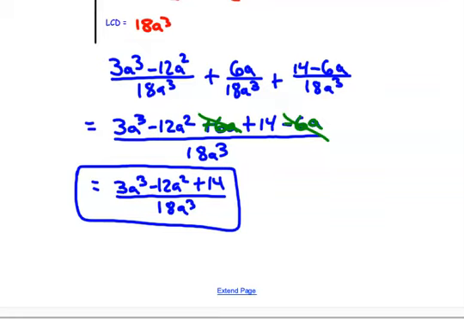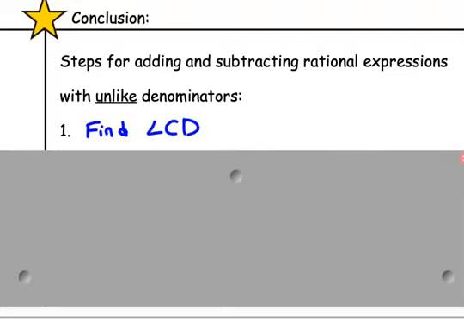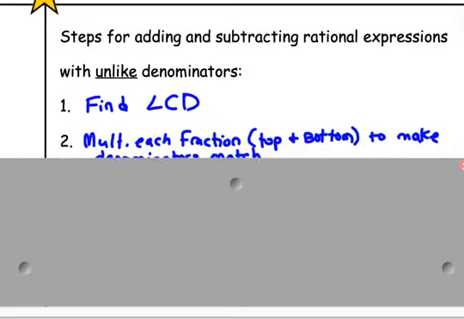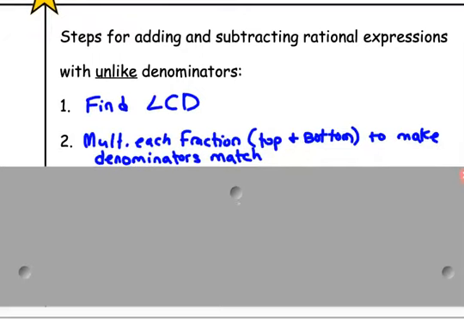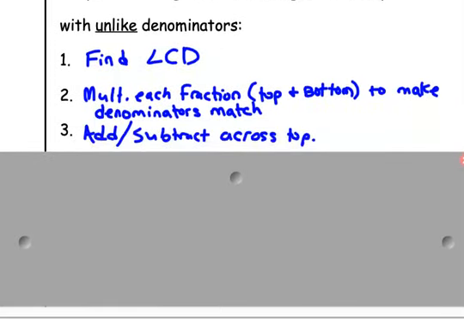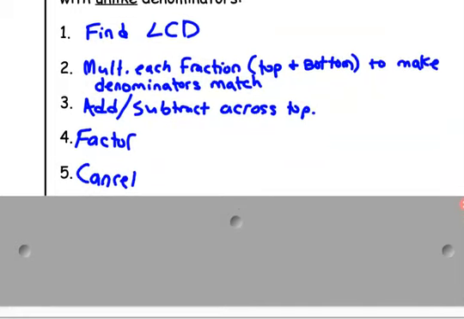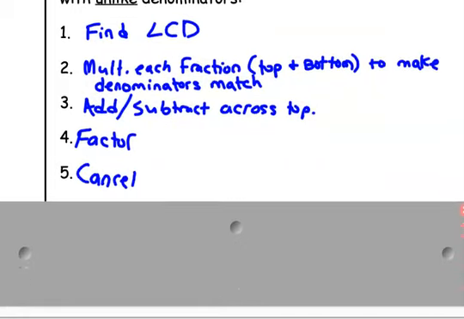So let's wrap up what we said here. Let's just have a little bit of a conclusion. Steps for adding and subtracting rational expressions with unlike denominators. First, you want to find the lowest common denominator. Then you want to multiply each fraction top and bottom to make the denominators match. Then you can add or subtract across the top. You never do anything to the denominators when you add or subtract. When you add fractions, the denominators stay the same. Then you factor, and then maybe there's some canceling. Sometimes there is, sometimes there isn't. So those are the steps.